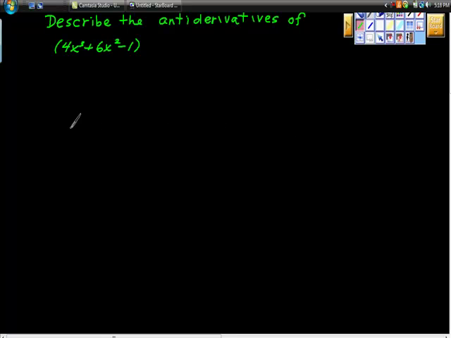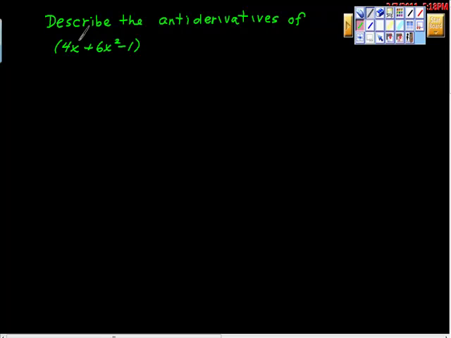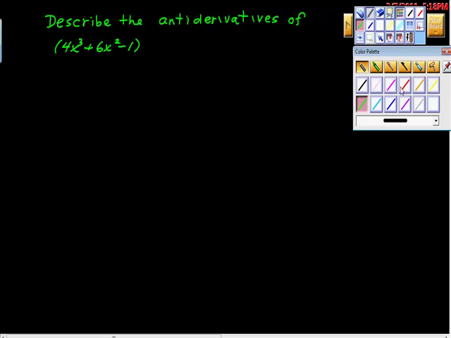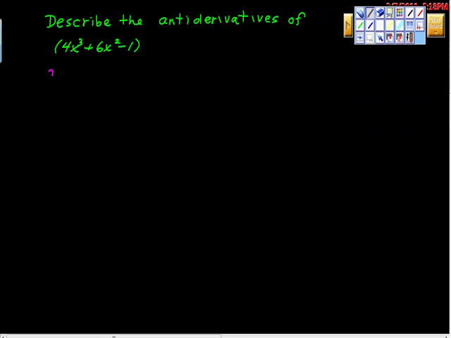So it says that we're supposed to describe the antiderivatives of the quantity 4x cubed plus 6x squared minus 1. So what we're being told is if this is the first derivative, what must the function have been, or what family of functions must this have been of? So we're going to start to answer this question this way. We're looking for the antiderivative of 4x cubed plus 6x squared minus 1 with respect to x.